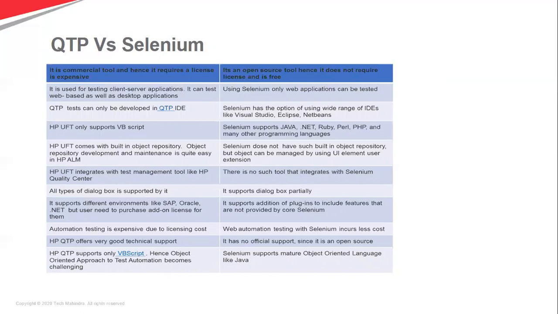So as I told you, Selenium is open source, right? But QTP is a licensed tool. So it's a seat license tool. By seat license I mean, if there are 10 members in your team and each of the 10 members has to work on QTP, then you'll require 10 different licenses in order to work with that.